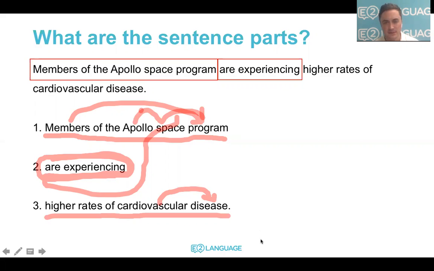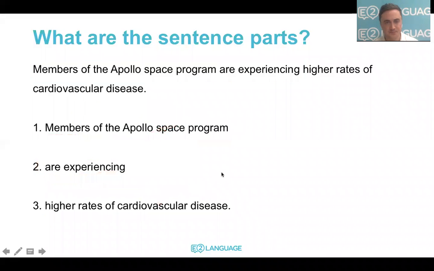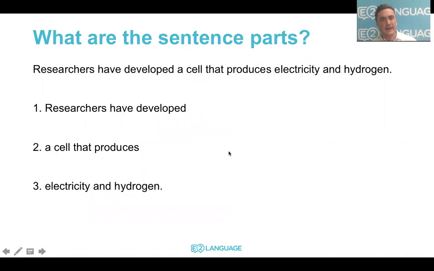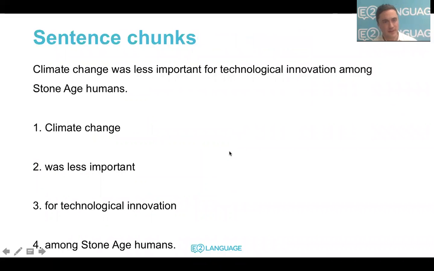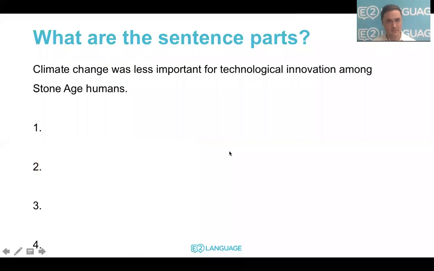Okay, what's going on? Let me clear my drawings. Okay, let's just, okay, sorry. Okay, this one has 4 parts. Let's do one more. What's the first part? The sentence is, climate change was less important for technological innovation among Stone Age humans. Please write down part 1. Let's have a look.